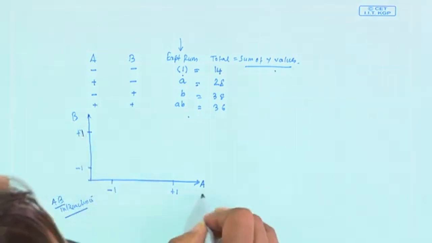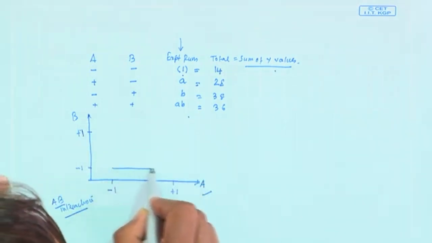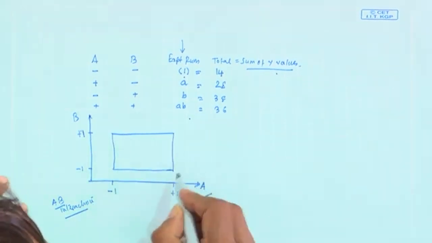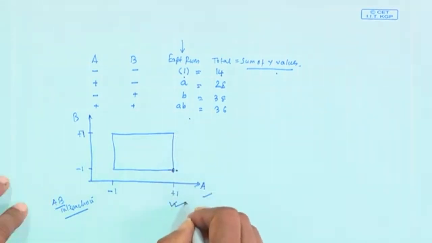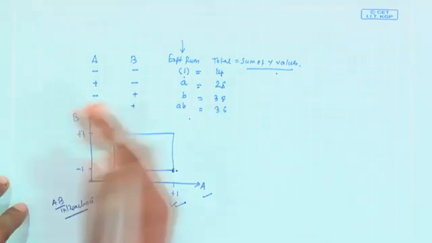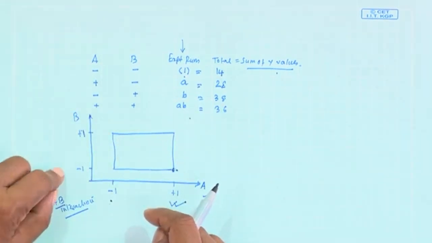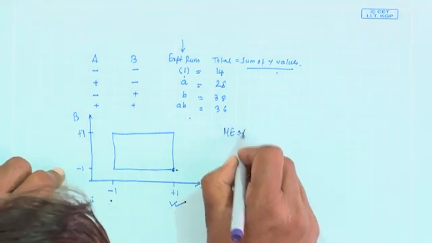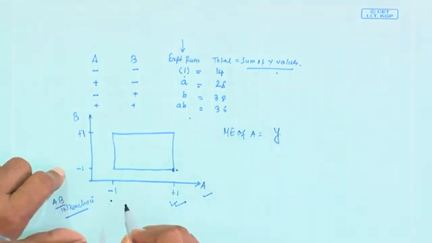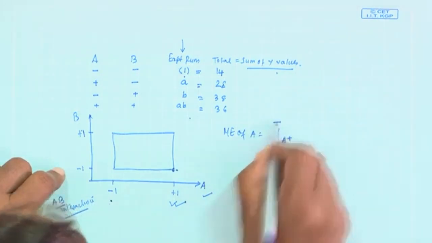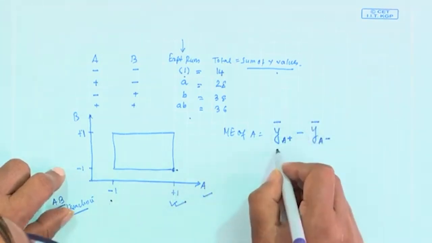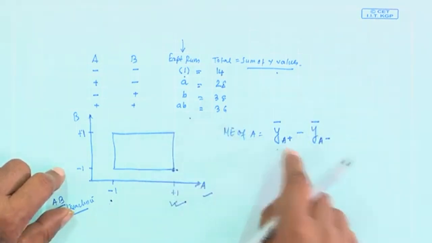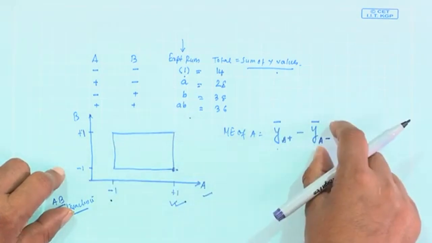So, that means now the A effect will be the mean values of y when A has high level minus the mean values of y when A has low level, irrespective of the level of B. So, that is the mean effect of A, equal to y bar A at positive minus y bar A at negative. That means when A is at high value, what is the average of y? When A is at low, what is the average of this?